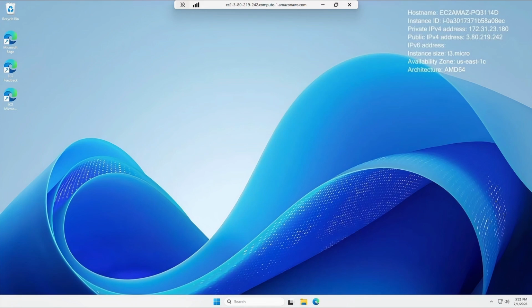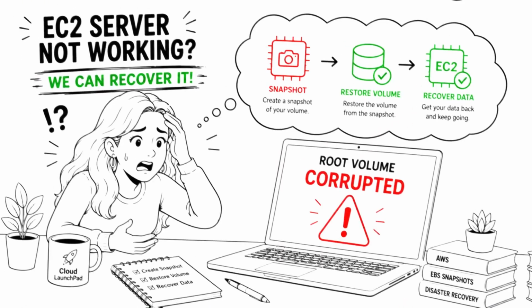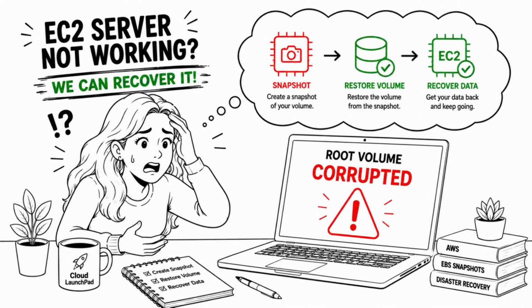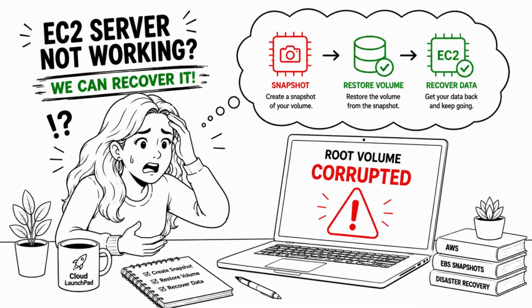Your EC2 server is not working. The C drive is corrupted. Now what? Do you rebuild the entire server from scratch, or can you recover it using the EBS snapshot you created earlier? Let's find out.